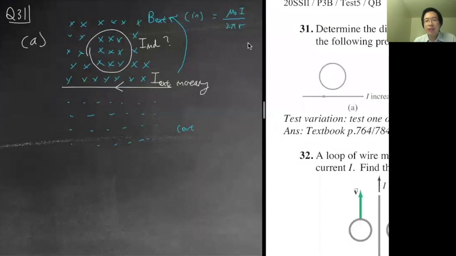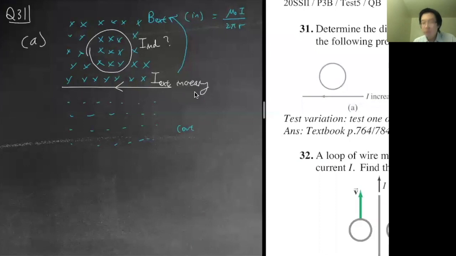So the further the distance away, this perpendicular distance from the wire, the smaller the B field, the weaker the B field. So at this point, the B field is going to be weaker than at this point, right? This arrow is going to be shorter than this arrow, but it doesn't matter. The idea is this is increasing.